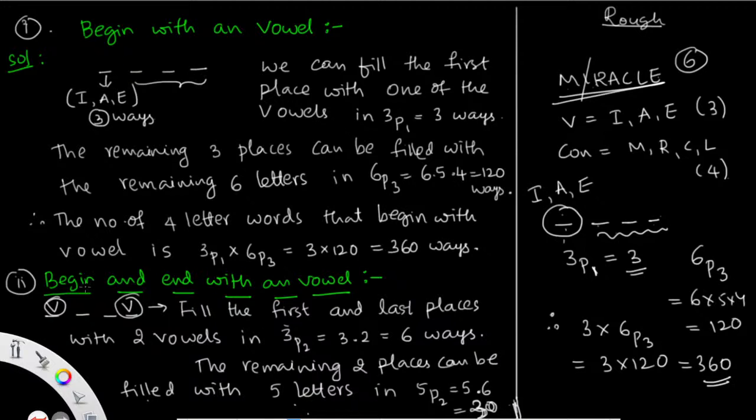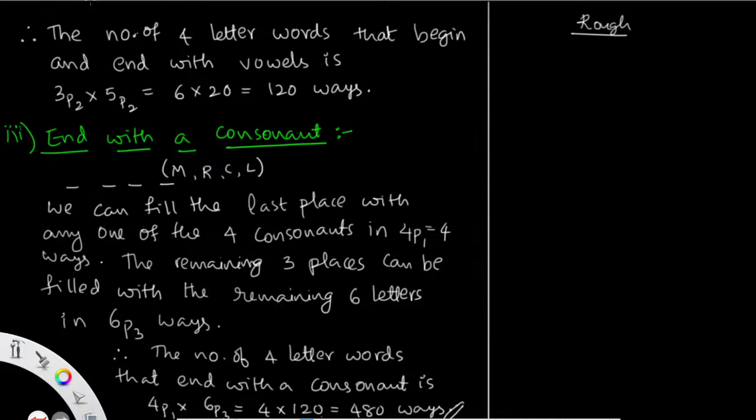By using the begin and end letters, the total answer you should write is 6 into 20, that is 120. The rest of this is on the next page. Therefore, the number of 4-letter words that begin and end with a vowel is, your conclusion also you have to write, like this: 3P2 into 5P2, nothing but 6 into 20, that is 120 ways. This is question number 2, second bit.